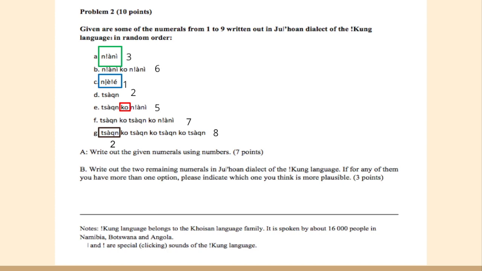Now, moving on to B. The above set of numbers does not have 4 and 9, so the remaining numerals must be 4 and 9. There are a few options to write 4 and 9, but the question asks us to find the most plausible way to write it. And in this case, the most plausible way will just be 2 plus 2 for 4 and 3 plus 3 plus 3 for 9. So the answer we should get is shown here.